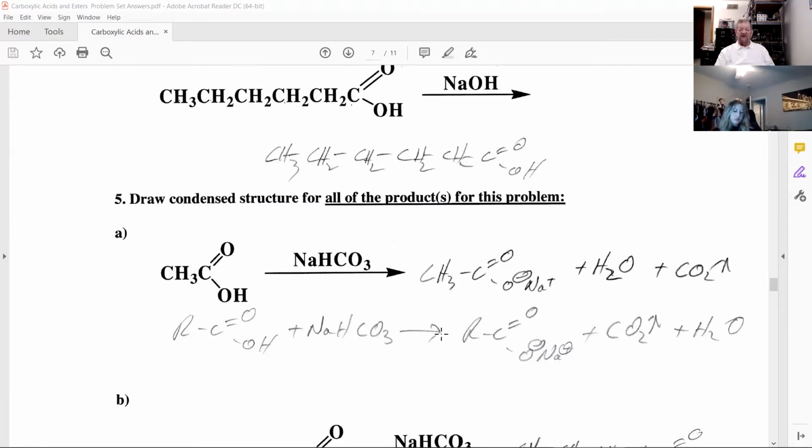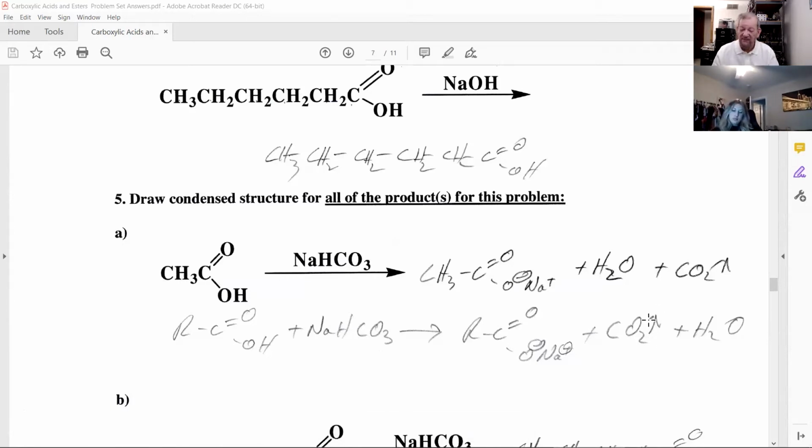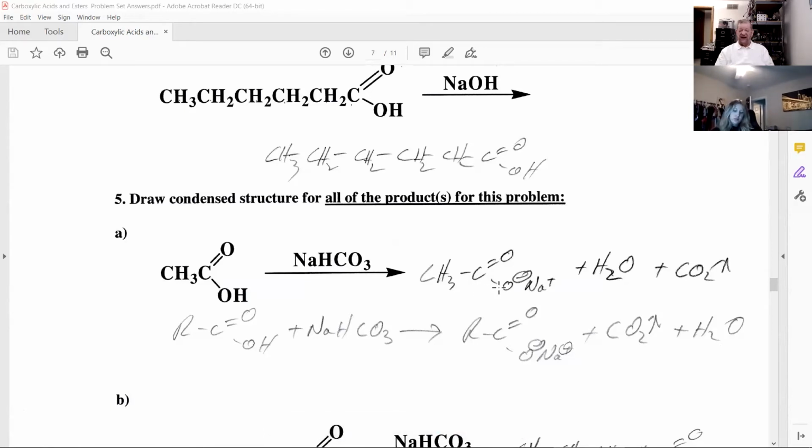Acid-base reaction, you get the carboxylate anion, says all, which is unusual for my questions, but you should know how to do this. Get CO2, carbon dioxide. Notice the arrow up means it's given off as a gas and you get water. So in this case, R is methyl. Get sodium acetate, which is the common name for that compound, and then water and carbon dioxide.